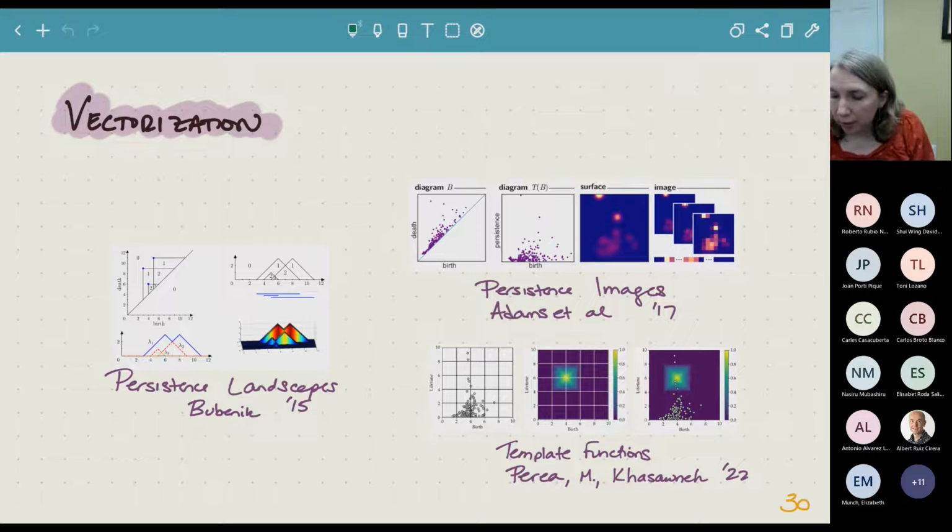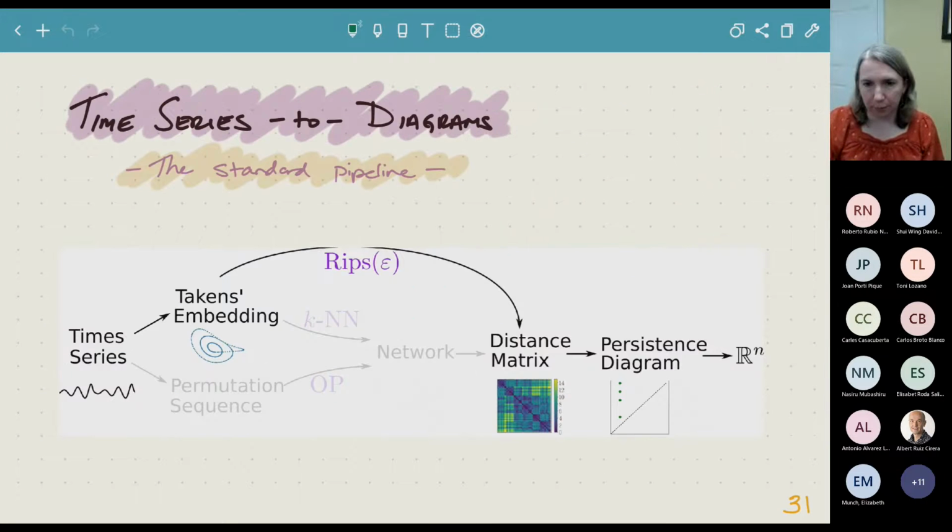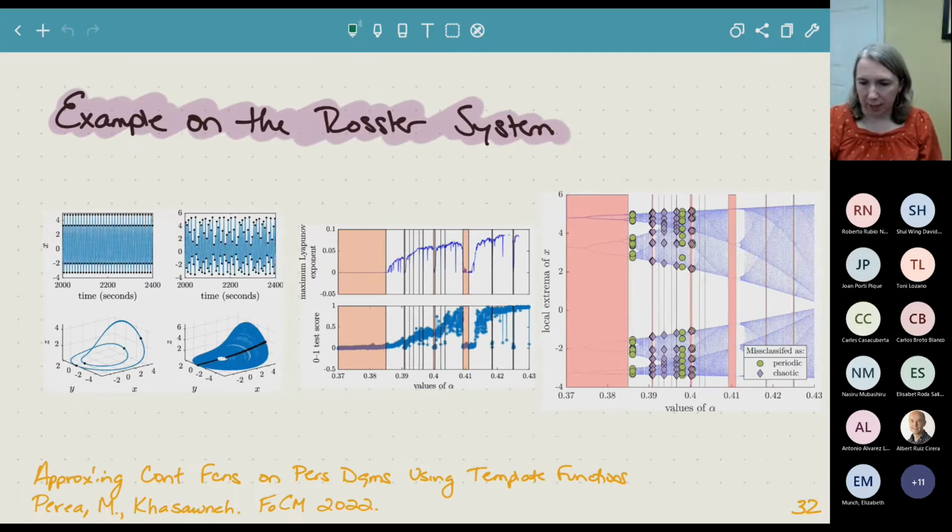There's a version that we had developed called template functions, where the idea is to essentially probe different locations of your persistence diagram space. Again, all of these have the result that I now have a vectorization of whatever my input persistence diagram was. And now if you have 300 input diagrams, that turns into 300 vector point representations. And again, you can pass this to your favorite machine learning algorithm. Let me show you some examples where we had actually done this.